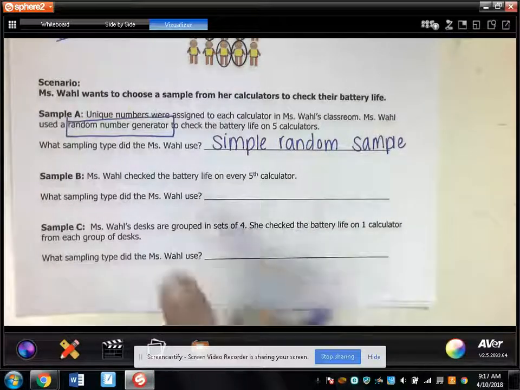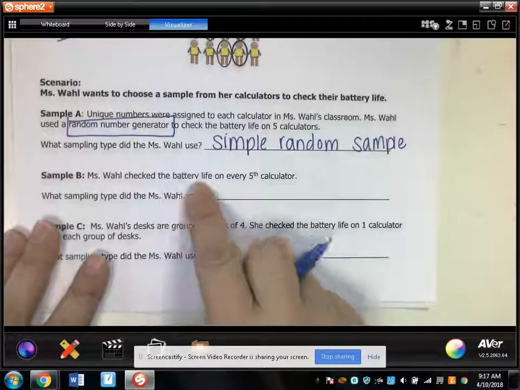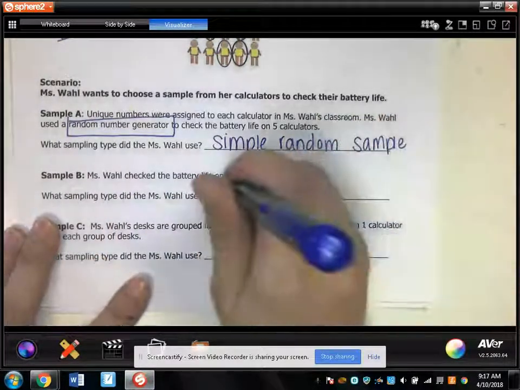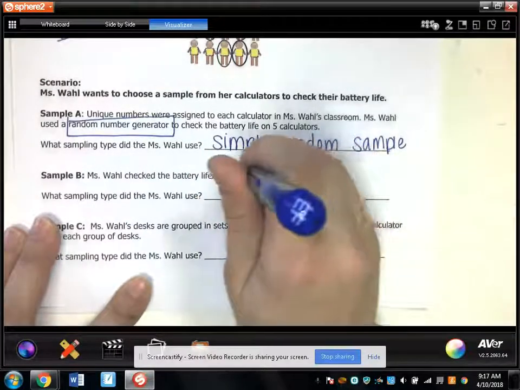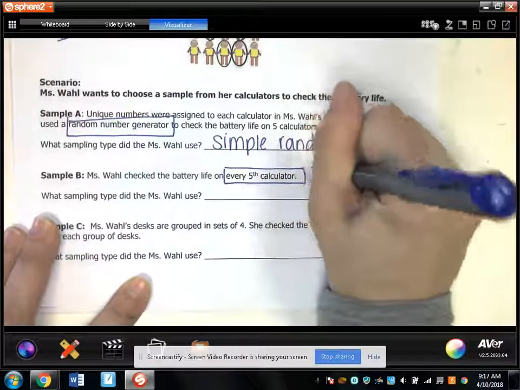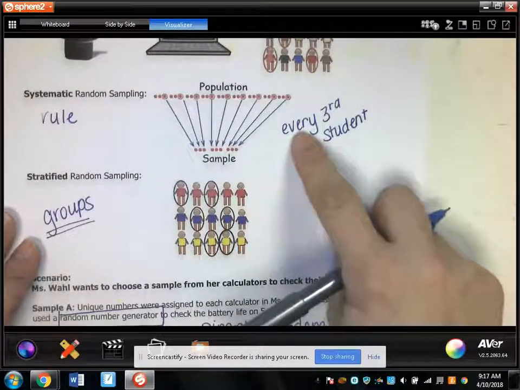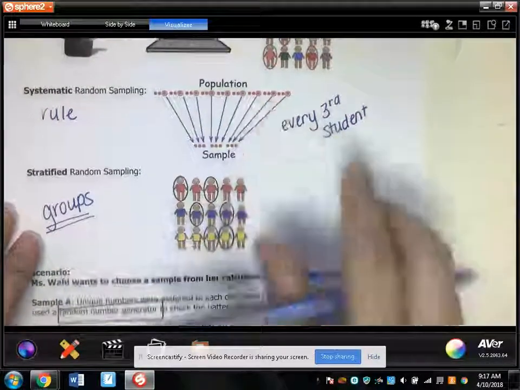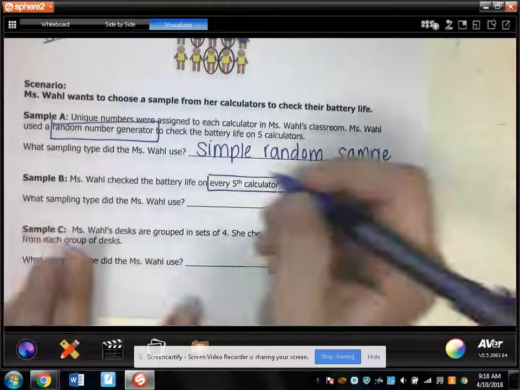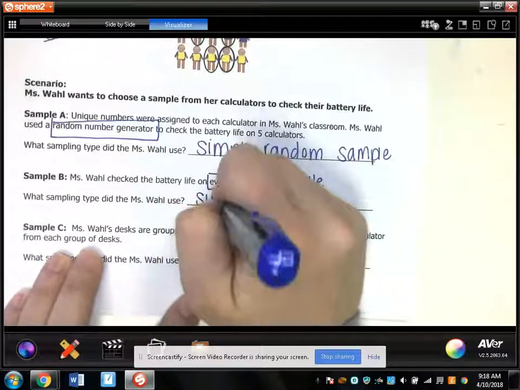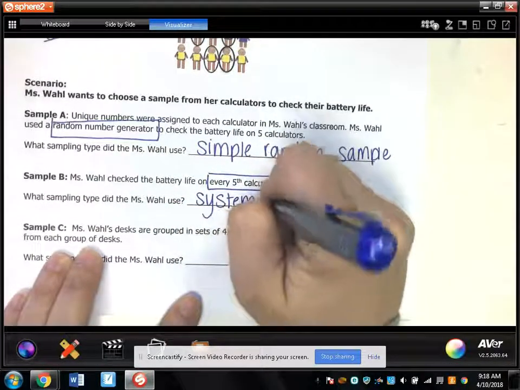Okay. Miss Wall checked the battery life on every 5th calculator. So I made a rule. I'm going to check every 5th one. That's kind of like this rule. I'm going to check every 3rd student for the survey. So if there's a rule set up, that is a systematic random sample.